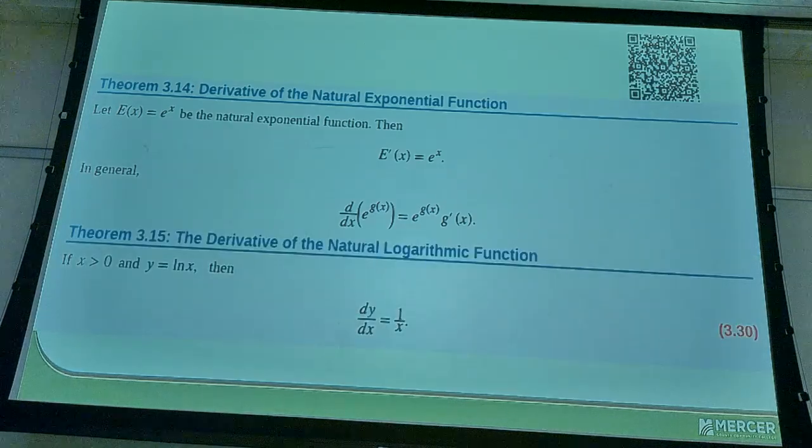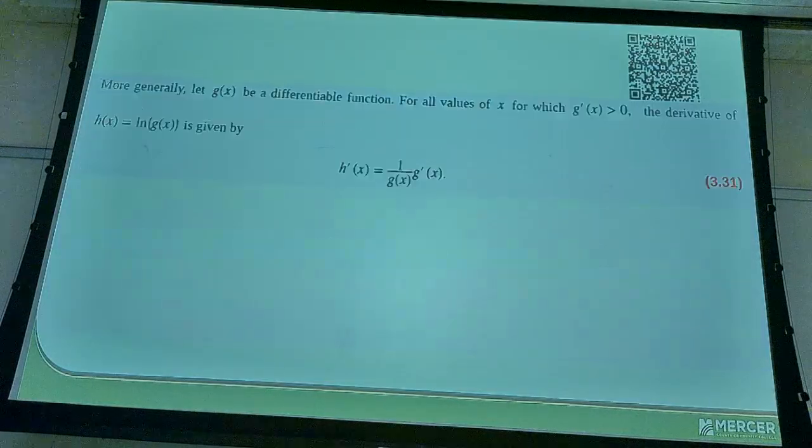The derivative of natural log of x is 1 over x. More generally speaking, the derivative of the natural log of g of x is g prime of x over x, or sorry, g prime of x over g of x.